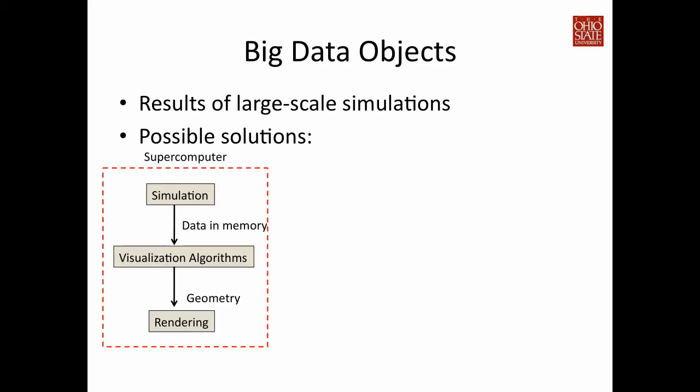One possibility is that both the visualization algorithms and the simulations are run in the same supercomputer. So the simulation will place data in the memory, and then you immediately run the visualization algorithm and produce geometry for rendering, and the output from the supercomputer is the images.